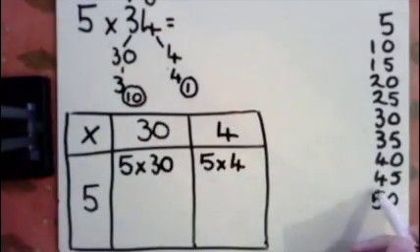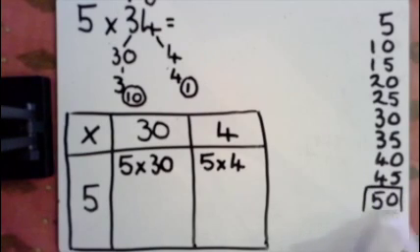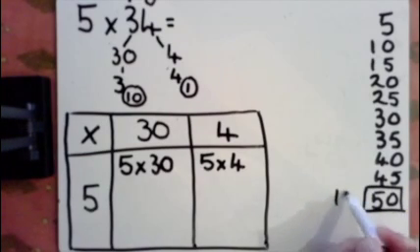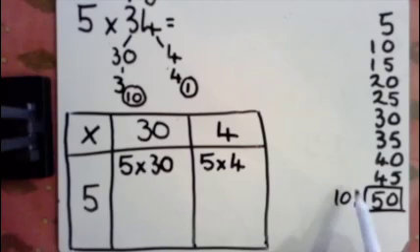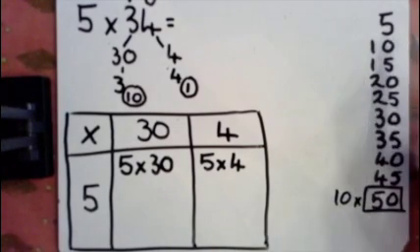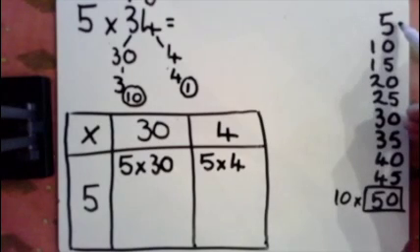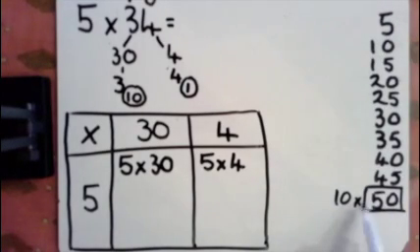Now I'm going to stop when I get to 50, because I know that 50 is 10 times 5. It's 10 times that 5 there. That's a really good point to stop at, and it's a really good place just to check I really have got my table right when I get to my 10 times. Now, I'm going to go back to my grid.